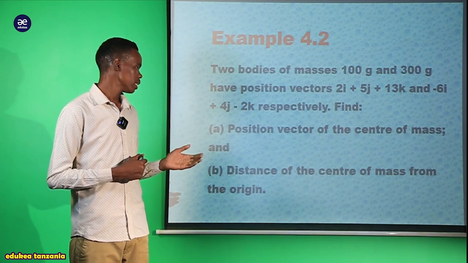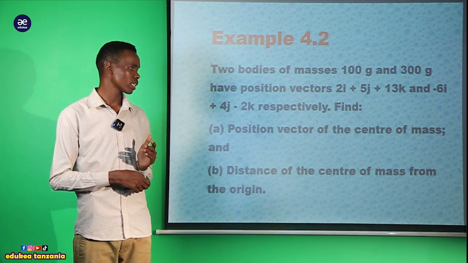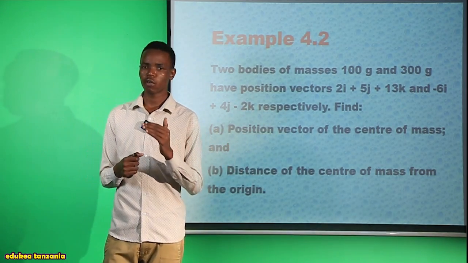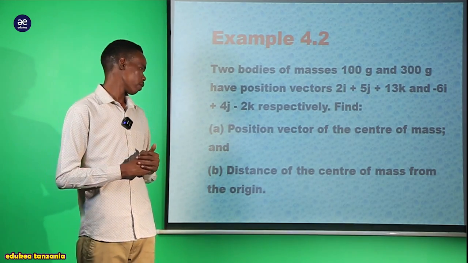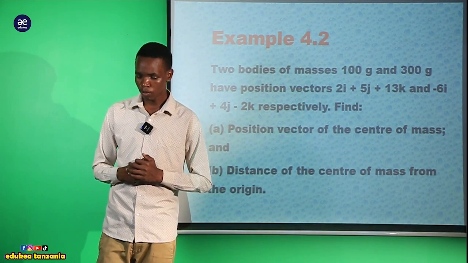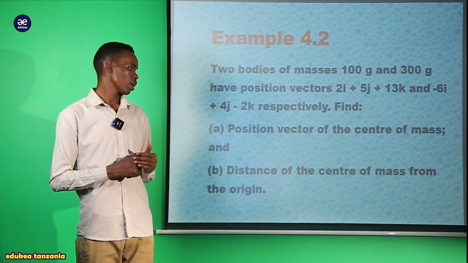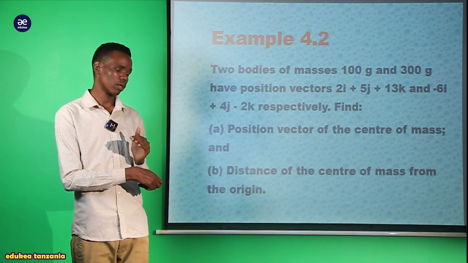In part A, we are supposed to find the position vector of the center of mass. What is the position vector of the center of mass? That is what we have been asked in our question here. In part B, my dear student, we have been asked to find the distance of the center of mass from the origin.